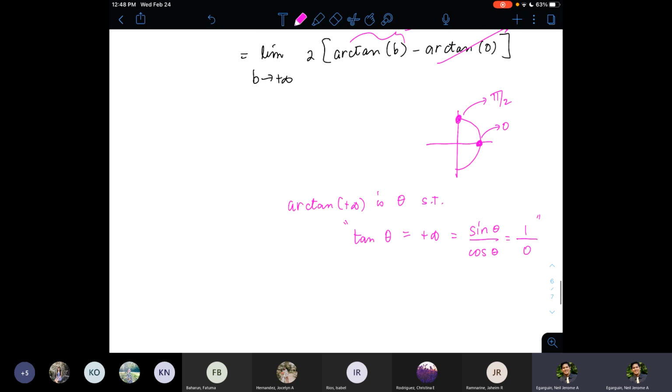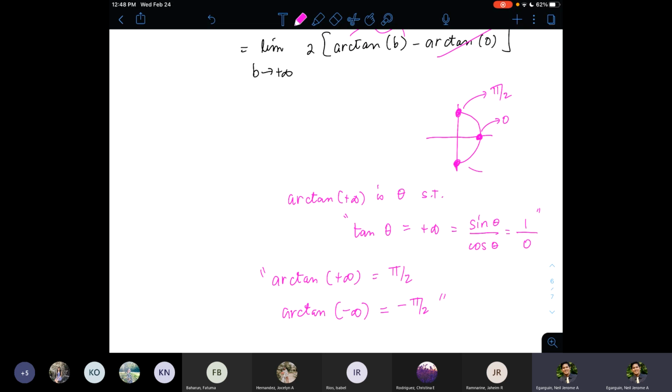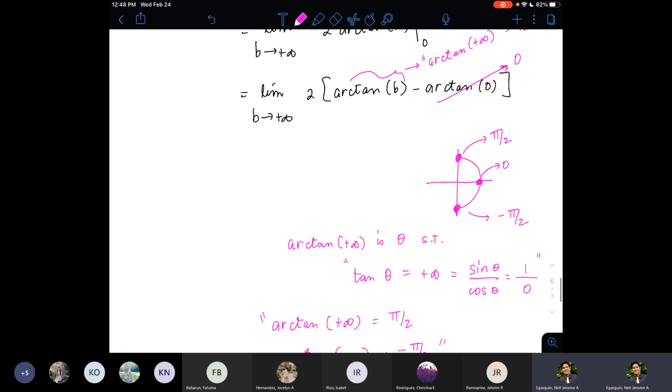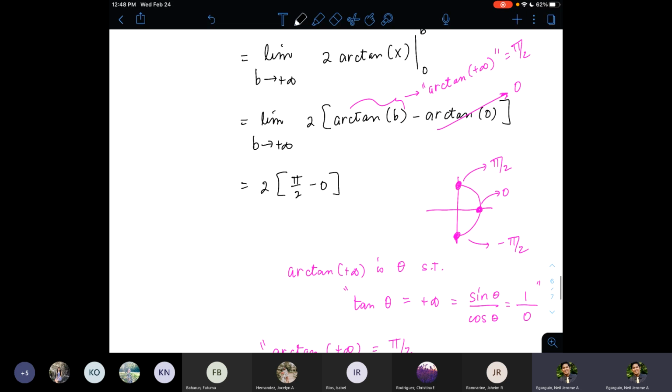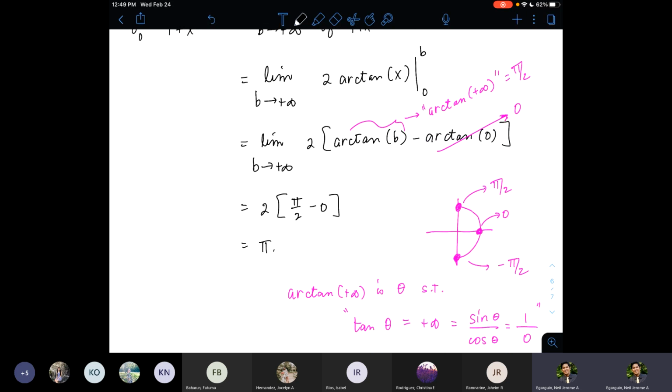So maybe you can include it in your list. Arctan of positive infinity is equal to pi over 2, and arctan of negative infinity is equal to negative pi over 2, because in the latter's case, we're looking for when sine is negative 1 and cosine is 0. That happens here at negative pi over 2. Okay. So basically, what have we learned here? We learned that this would be 2 times pi over 2 minus 0, and that would be equal to pi.